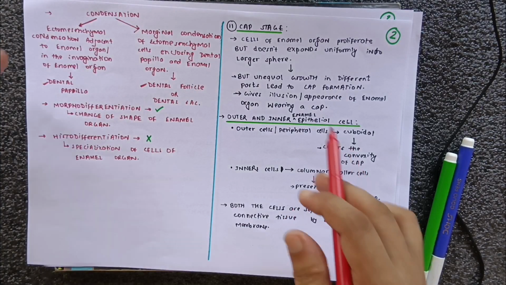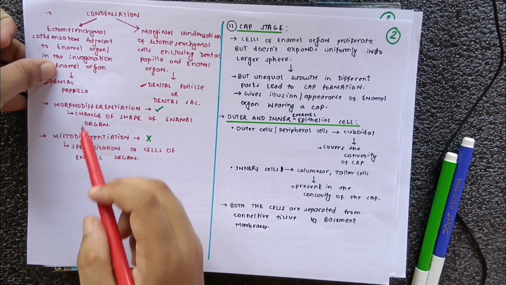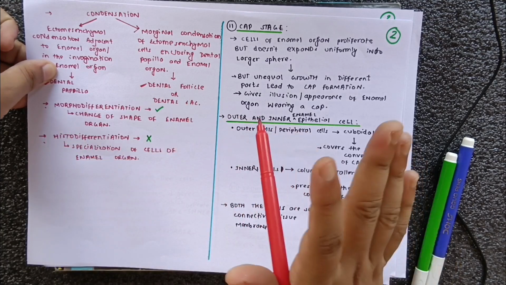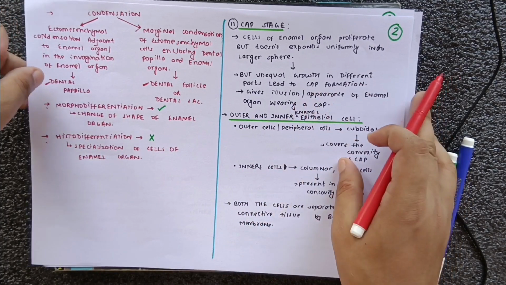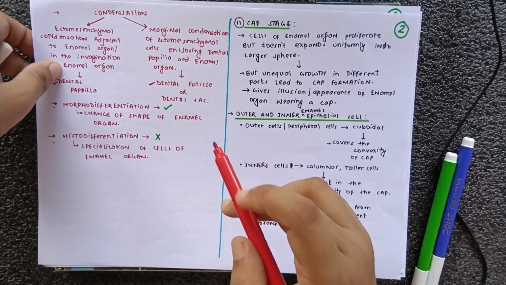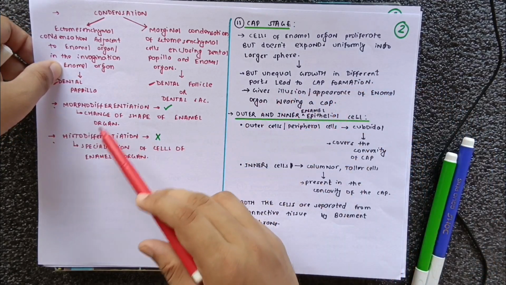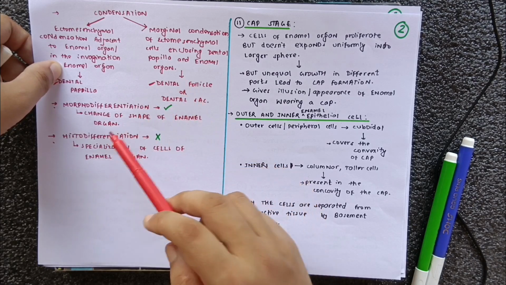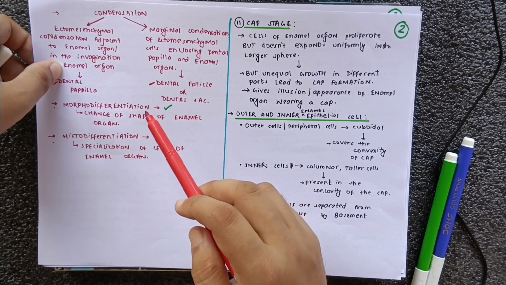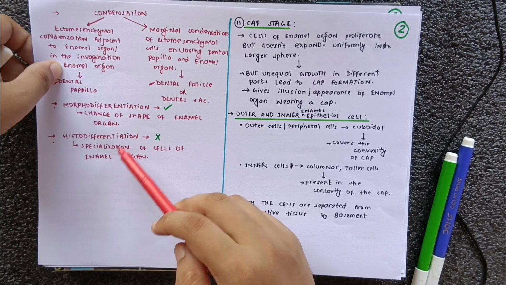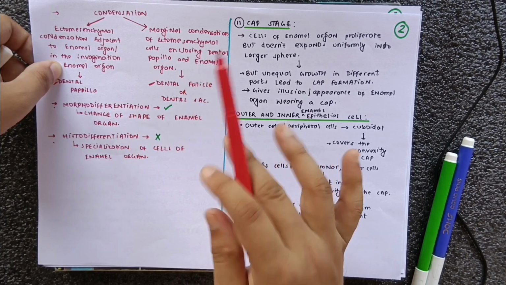Now I have written here about morphodifferentiation and histodifferentiation. Morphodifferentiation means, just think like that, if any structure is changing its shape, then it is called morphodifferentiation. Change in shape of the enamel organ is morphodifferentiation, which is present in this bud stage. But histodifferentiation means the change in the shape. It is not change in the shape, sorry.